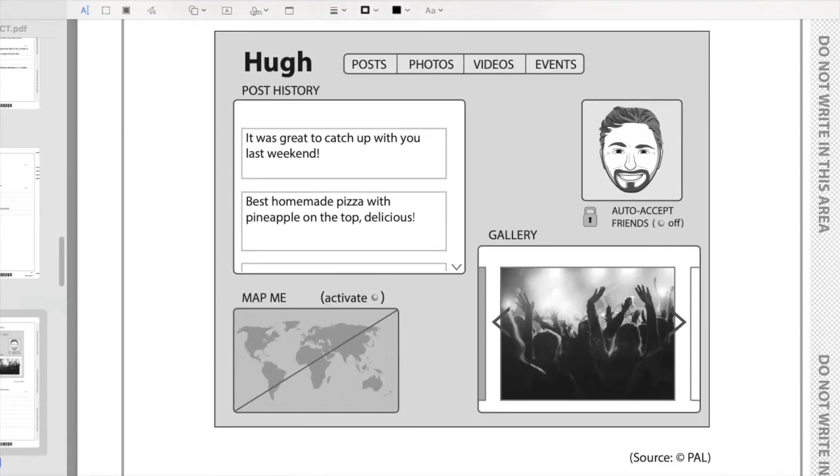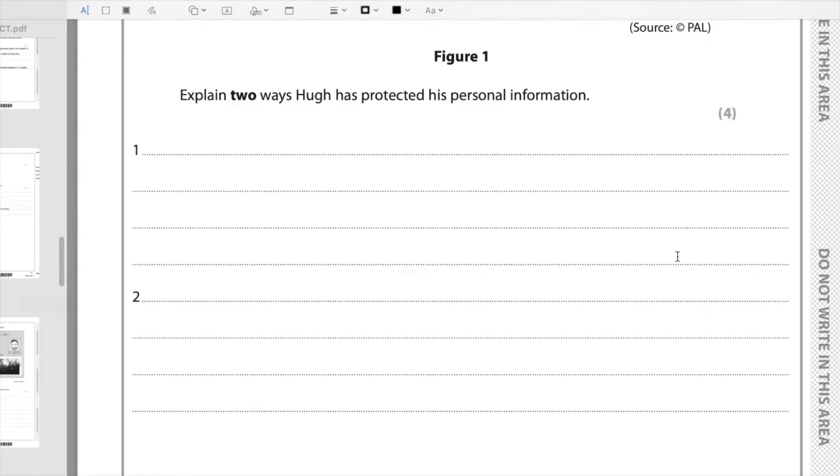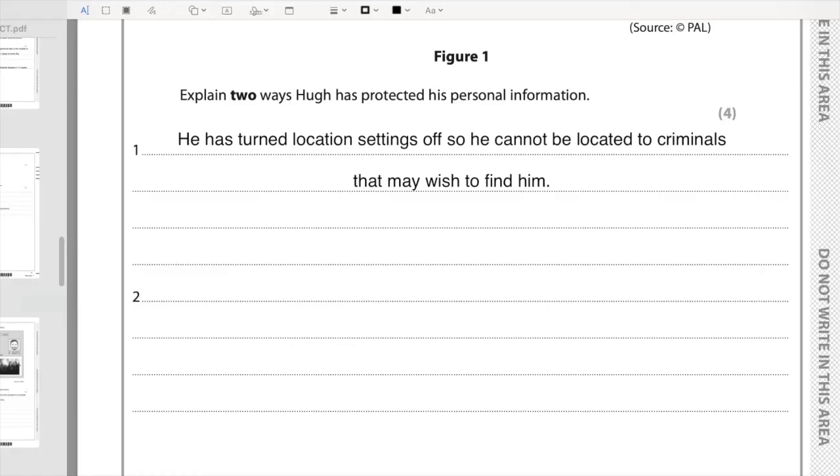We've got different things there: posts, photos, videos, events, etc. Things to note here: auto accept friends is off. There's a padlock there. Looks like his location is off because it says activate. It looks like that's off. So we scroll down and look at the question. So 4 marks, explain 2 ways Hugo's protected his personal information. So I've gone for those location settings first, and he has turned location settings off, so he cannot be located by criminals that may wish to find him.